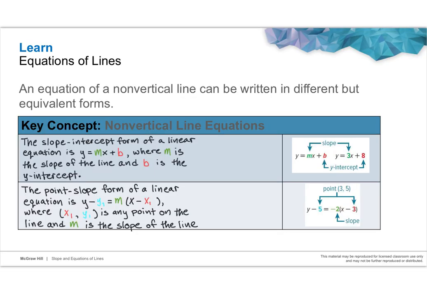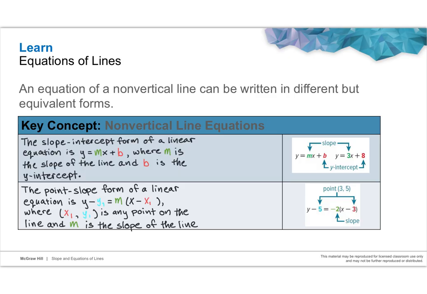Our next learning goal from this lesson is to be able to analyze the equations of lines and determine whether they are parallel, perpendicular, or neither. So let's do a little bit of algebra review about the equation of a line that is non-vertical. First of all, we have our slope-intercept form of a linear equation, and this is our y equals mx plus b equation, where my m is the slope and my b is the y-intercept.